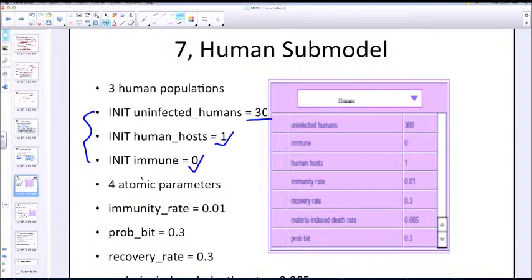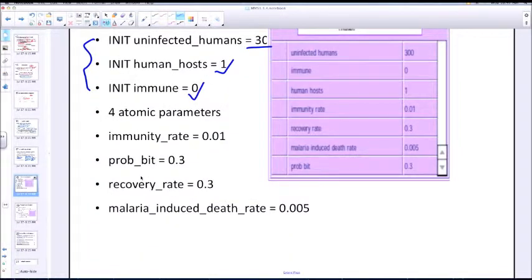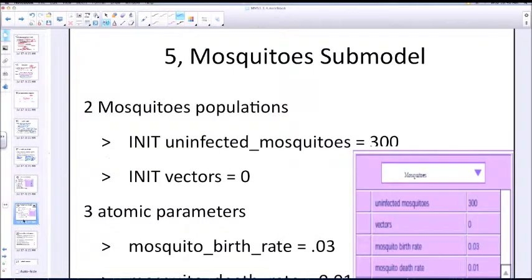And we have 4 atomic parameters: the immunity rate, the probability of being bitten by the mosquitoes, the recovery rate, meaning how long it takes to recover, and then the malaria-induced death rate. That's 4. And that's all put into the interface here. So the 3 initial conditions and 4 atomic parameters mean original parameters.